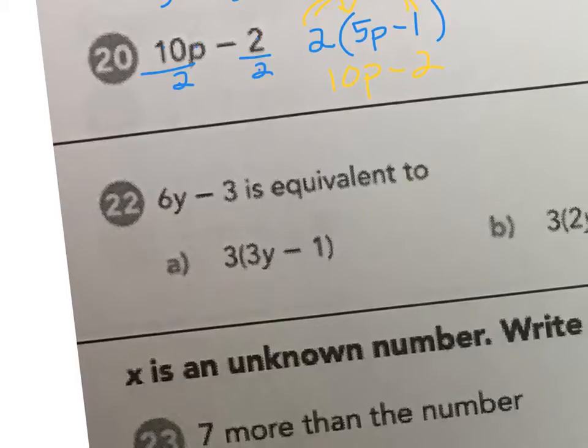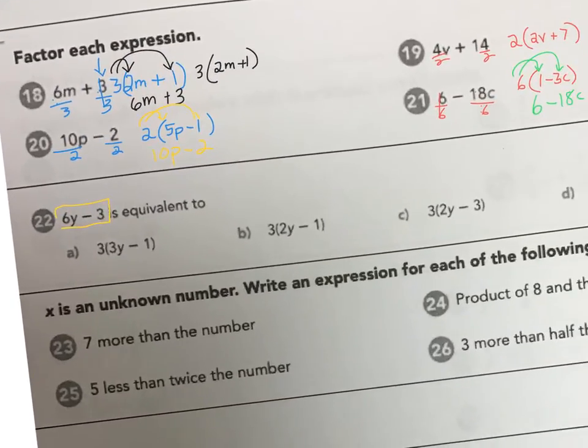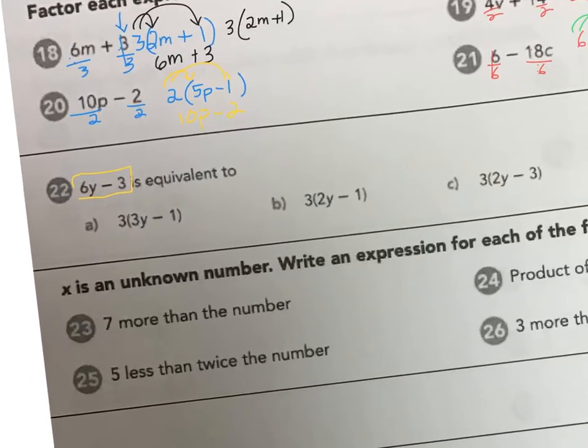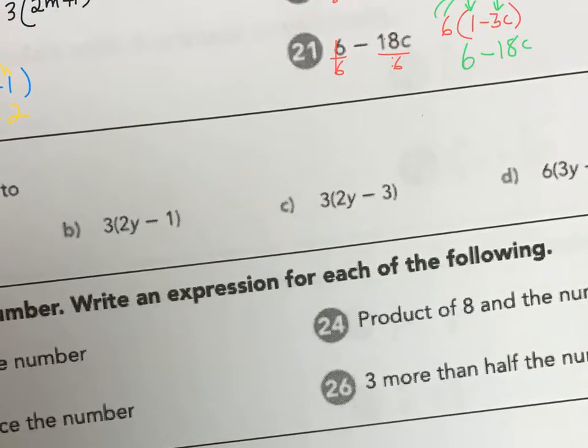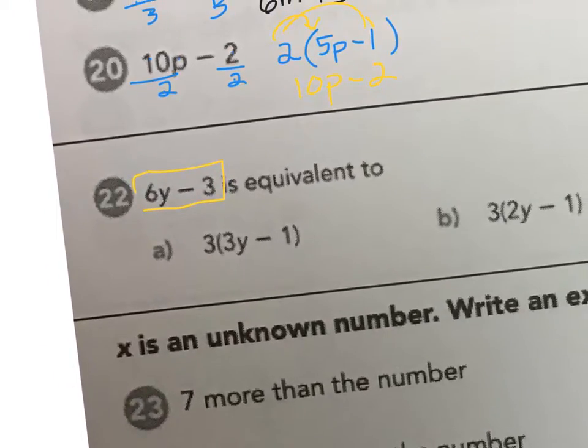Okay, this one says 6y minus 3 is equal to one of these, I think. We have to figure out which one it's equal to. I noticed that they all look pretty easy to solve, pretty easy numbers. So let's just think it through. I'm just going to distribute these out. That would be 9y minus 3. Well, that doesn't match up, so this won't work.